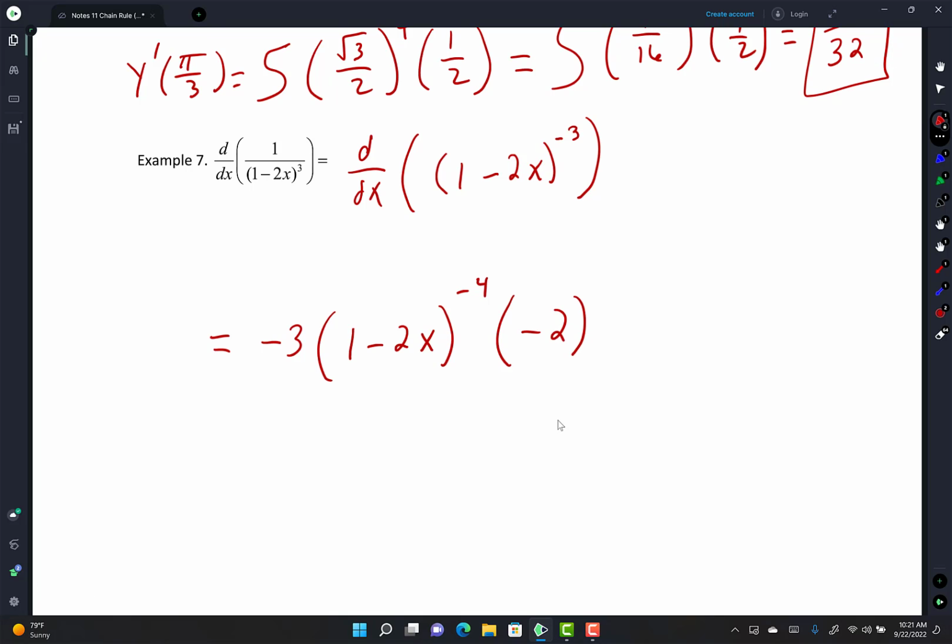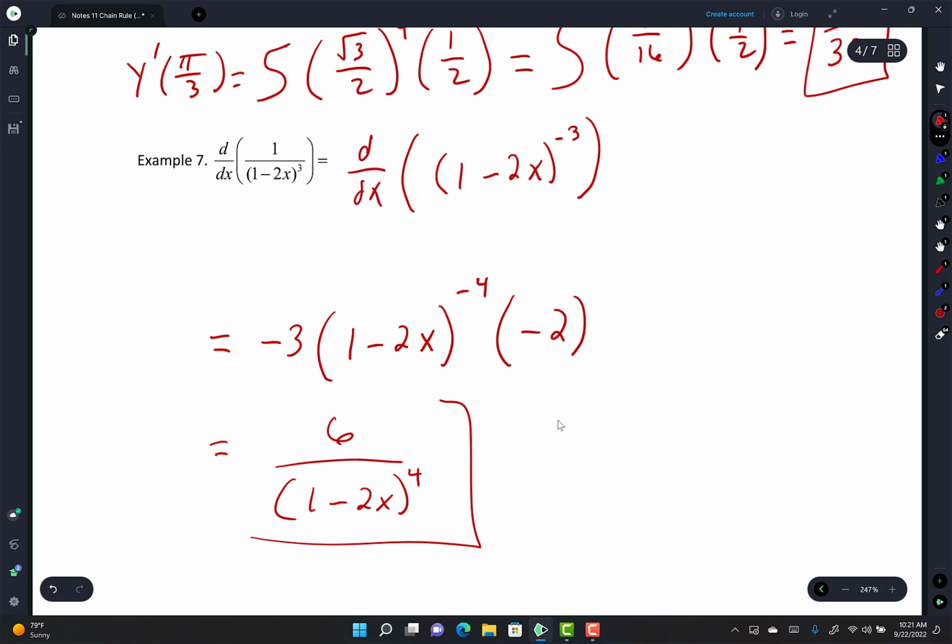You probably want to rewrite it. If they gave you positive exponents, you probably want to keep it in terms of positive exponents. So here it is. Negative times a negative is positive, so 6 in the numerator over parenthesis 1 minus 2x, close it, to the power 4. That is my derivative.